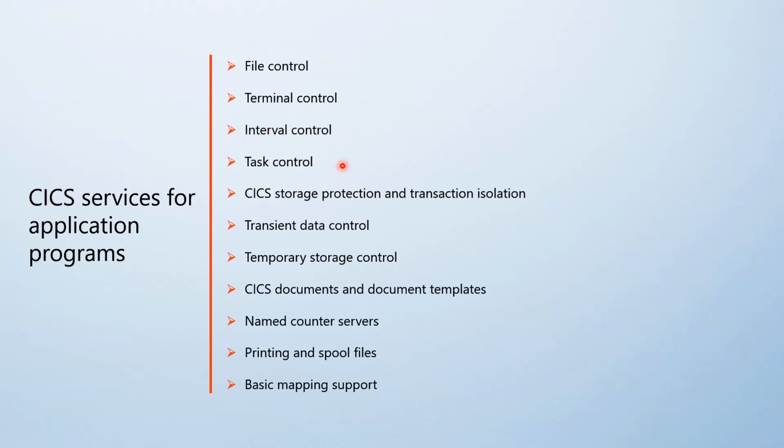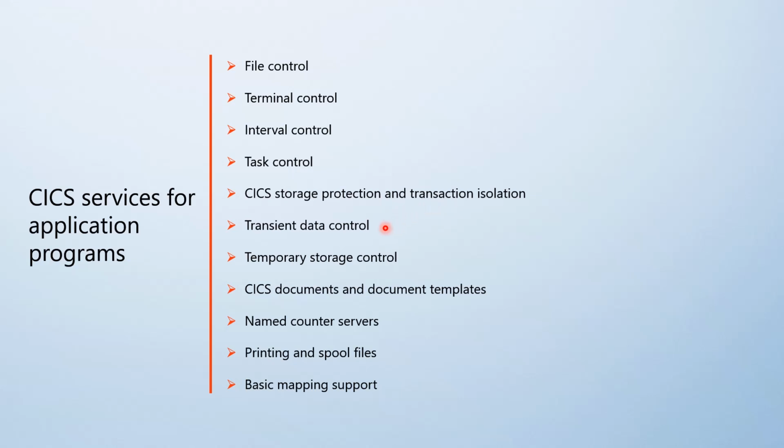And coming to task control, it takes care of all the tasks which run and the usage of resources in a controlled and synchronized way. And there's another service called storage protection and transaction isolation. In a nutshell, we can think of it like this: storage protection is useful to protect the CICS code from applications, and transaction isolation protects the tasks from each other. So the storage is not violated and applications run smoothly.